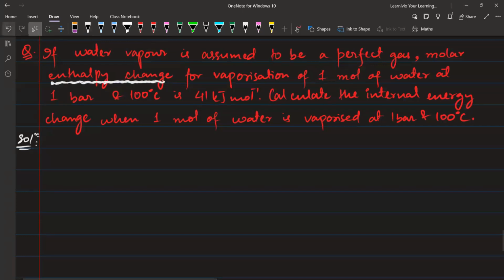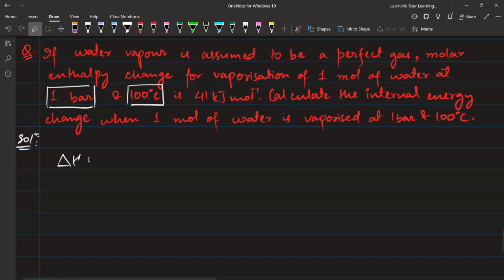Enthalpy change. Molar enthalpy change for vaporization of 1 mole of water at 1 bar pressure and 100 degrees Celsius is 41,000 joules per mole. That means if I have to vaporize 1 mole of water, I have to give 41,000 joules of energy. For each mole, I have to give 41,000 joules of energy. Does this make sense? Yes or no? Please tell me.